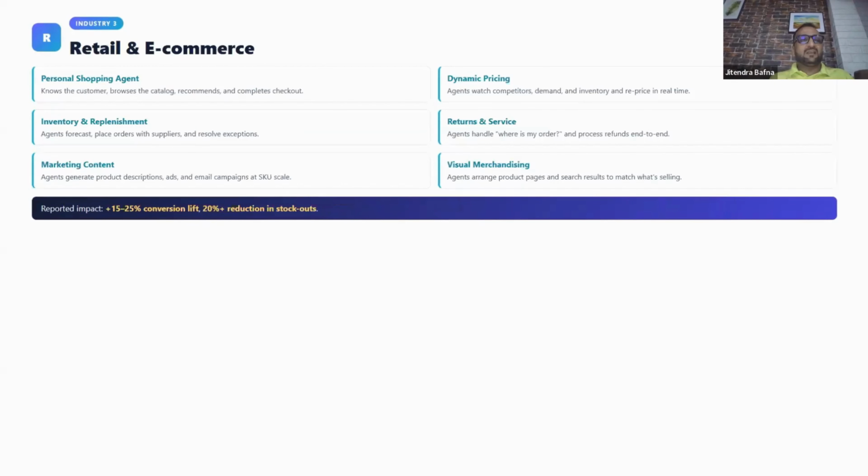So it is used for the personal shopping agent, so it can help provide recommendations depending on the person's history, inventory and replenishment. So the agent can also be useful for detecting inventory shortage and everything. It can automatically order the inventories and send them to the suppliers, and it can automatically place the orders, right?